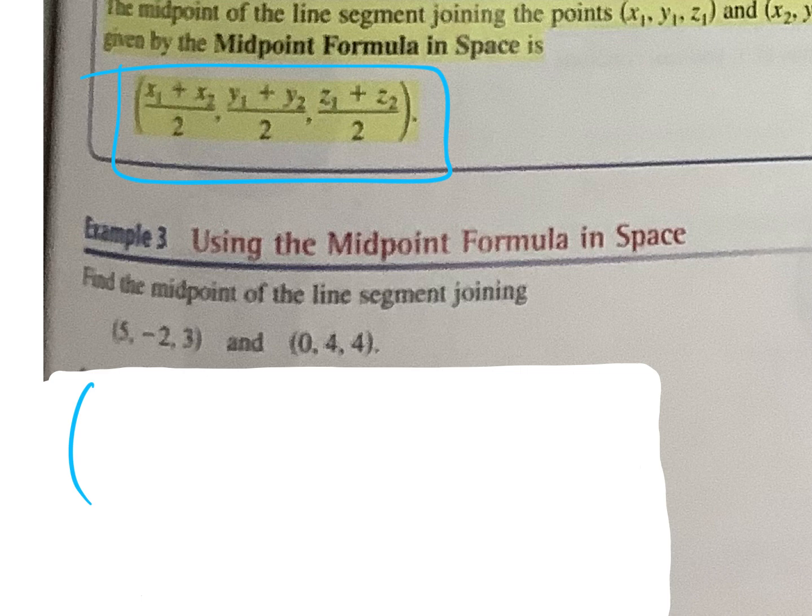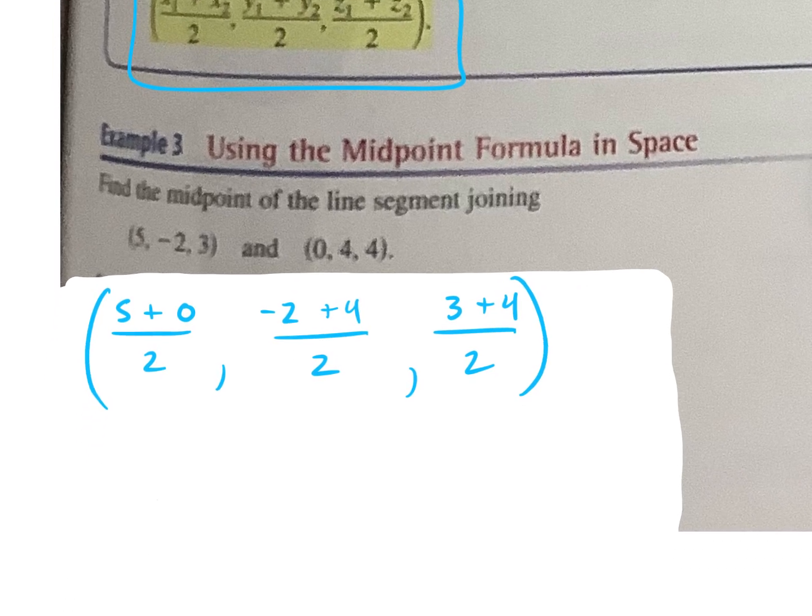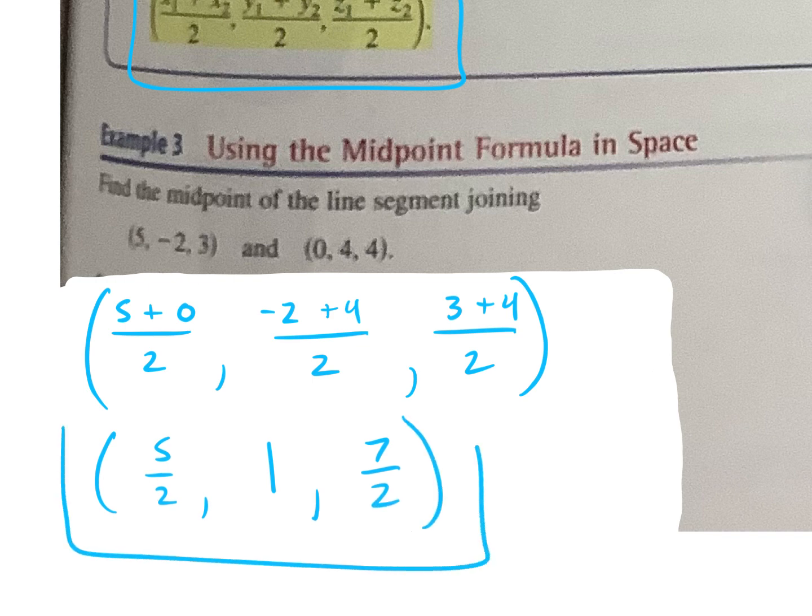So we can start by adding our X's, 5 plus 0 over 2. We add our Y's, so -2 plus 4 over 2. And then we add our Z's, 3 plus 4 over 2. So we get 5 over 2. This would be 2 over 2, which simplifies to what? 1. And then 7 over 2. So that would be our midpoint.